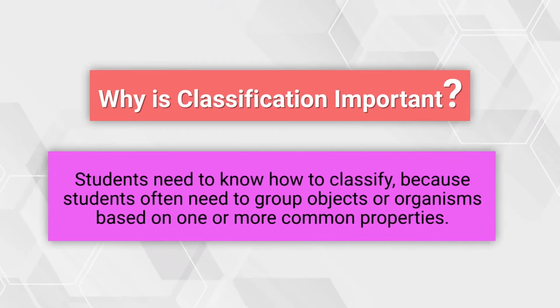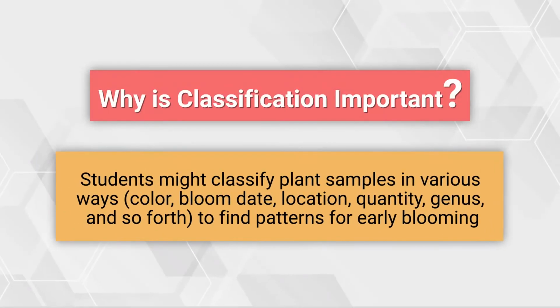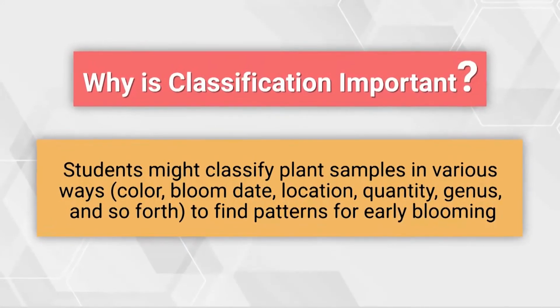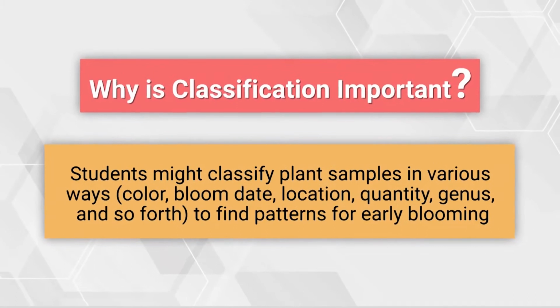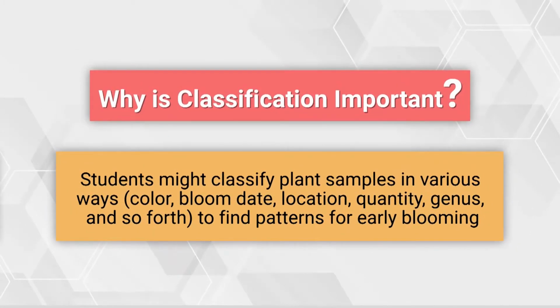Students need to know how to classify because students often need to group objects or organisms based on one or more common properties. This skill allows them to understand the differences and similarities between items of study. For instance, students might classify plant samples in various ways: color, bloom date, location, quantity, genus, and so forth to find patterns for early blooming.